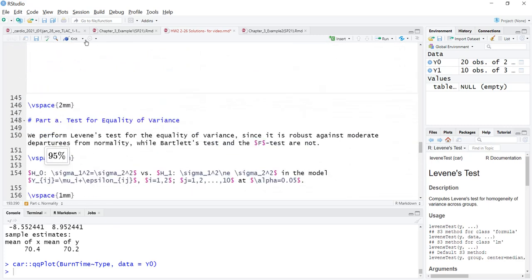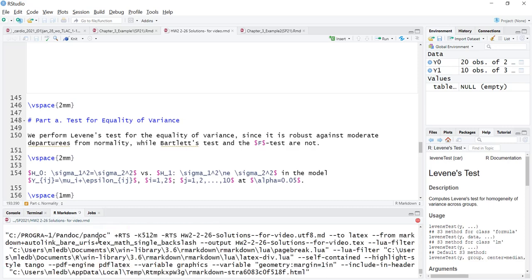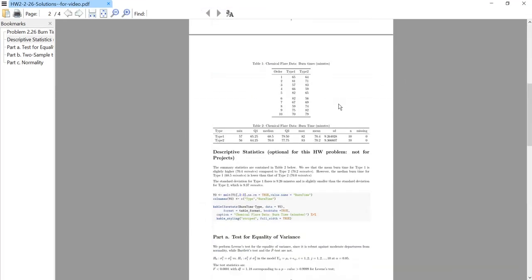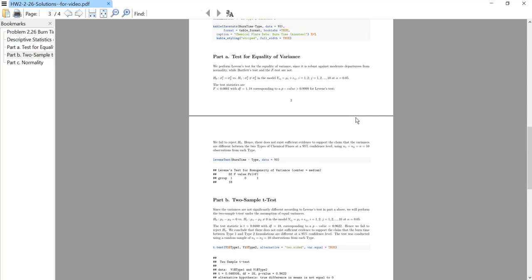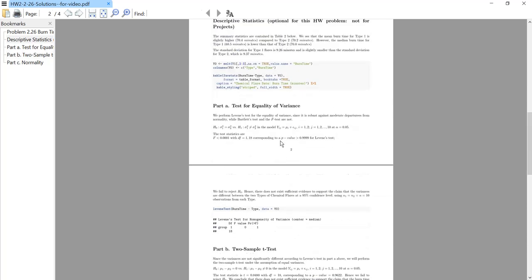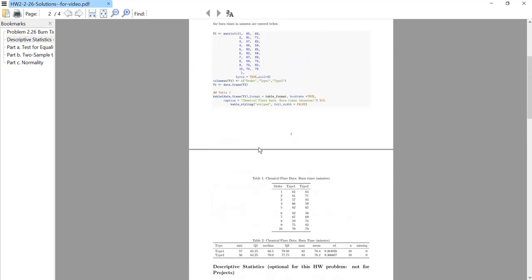But once you knit this to PDF, if there was something wrong, it would tell you down here. It would say red halt execution, and it would give you some lines that you could go back and look at. So once you've done this, take a look through it and see that everything's going where you want it to go. One of the things you can do is put in a new page if you don't like how your data is going.